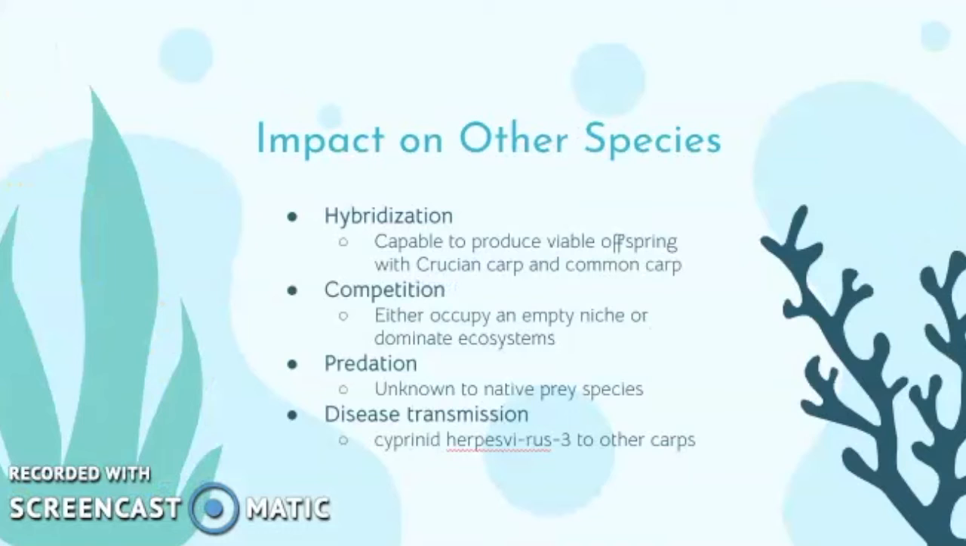Goldfish also impact other species through hybridization, so they are capable to produce viable offspring with the crucian carp and the common carp. They compete with other species either by dominating the ecosystem or they can occupy empty niches. They're predators to native prey species because they are unknown to them. And they also are able to transmit diseases such as the cyprinid herpes virus to other carps.